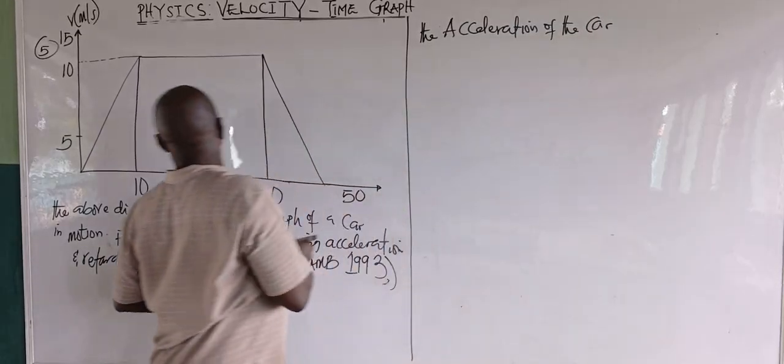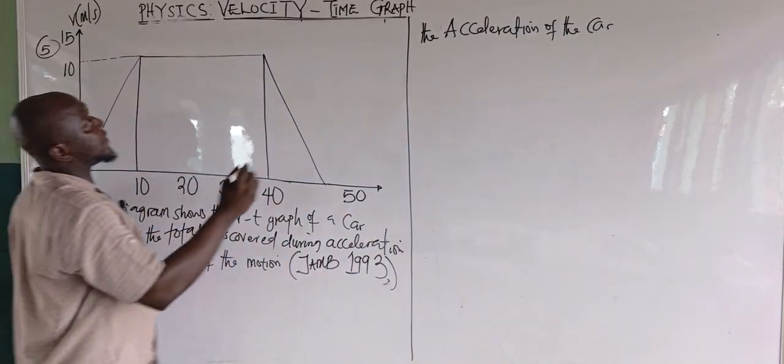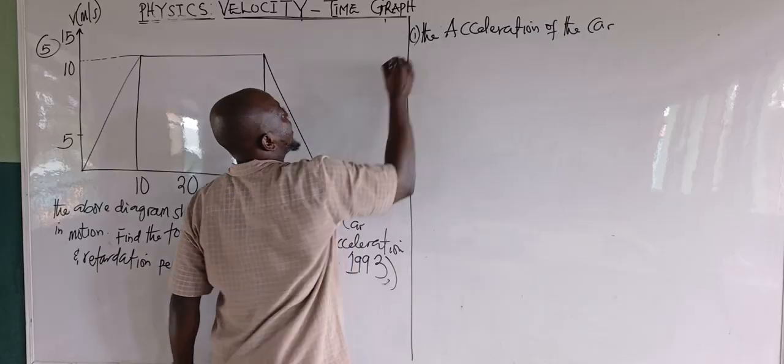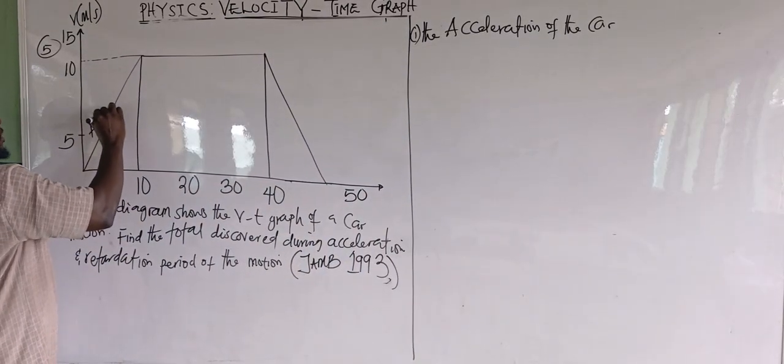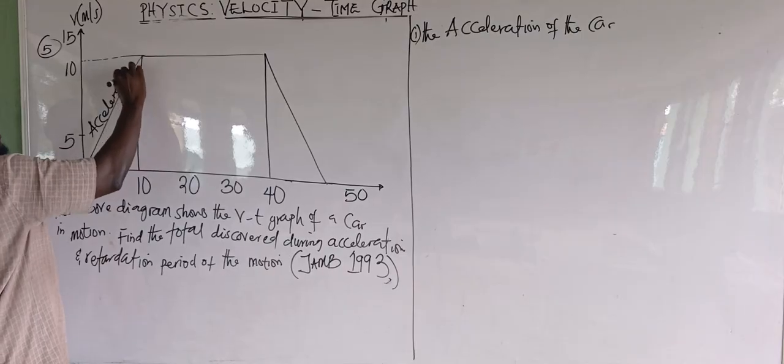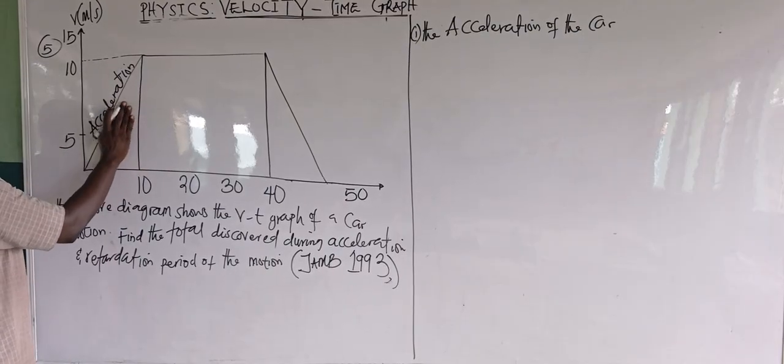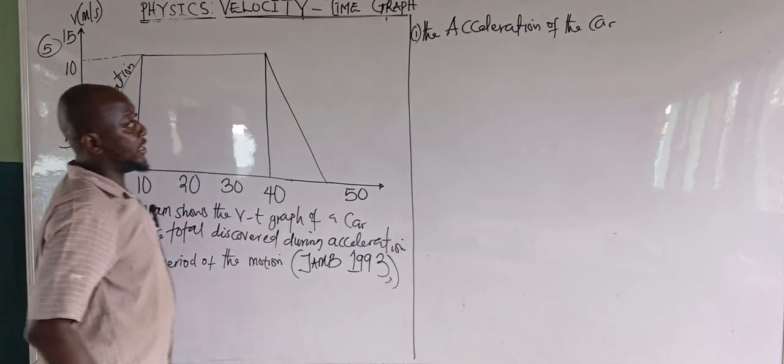For the acceleration of the car, it talks about the movement from here. I told you that here is always my acceleration. Don't forget it. So this is my acceleration here. So which is this diagram? This diagram. That's what we want to calculate for.